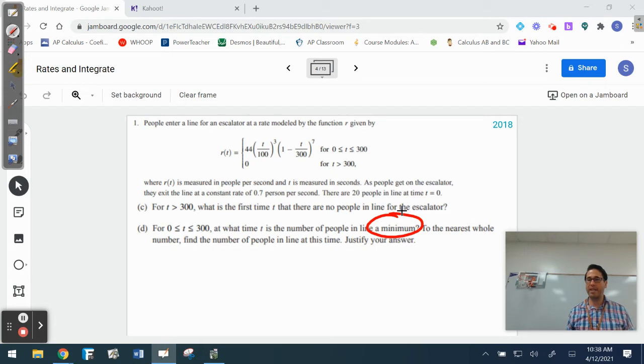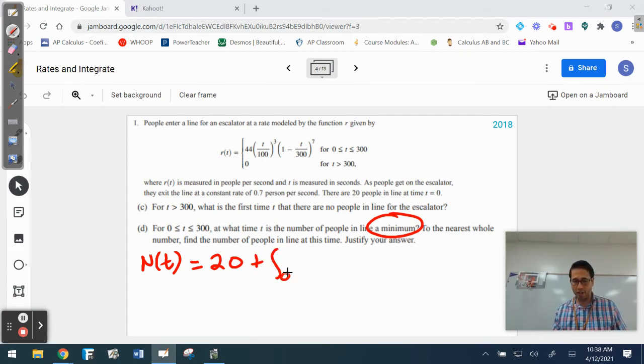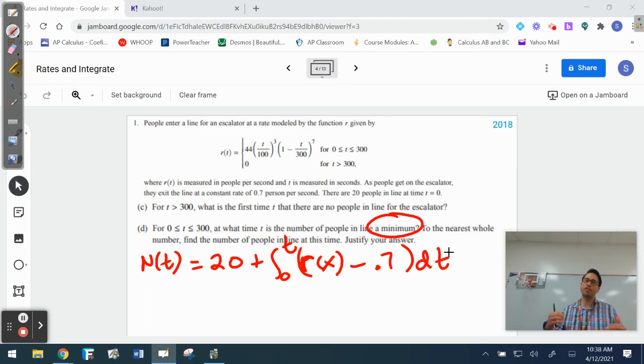Well, I've got to create a function. I'm going to call it N of t, number of people in line. And I want that to be a minimum, so I'm going to have to take a derivative of this. But first, I'm going to make it stand for just the number of people in line. And the number of people in line will be 20, because remember, there's always 20 in line to start before we start this problem, plus the number of people that enter, and that's r. But since I used a t here, I'm just going to use an x, minus the amount of people that leave. And it's going to go from 0 to t, because what is that t that is going to give me the smallest number of people?